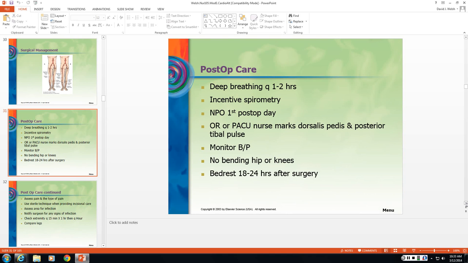You want to monitor their blood pressure. If you have an immediate decrease in blood pressure, you need to check for any kind of hemorrhaging or leaking. You don't want these patients bending their hips or their knees, so you want to keep them on bed rest 18 to 24 hours after surgery. You want to keep them as still as possible. They don't need to be getting up or moving around too much in the bed, twisting, turning, trying to push with their legs and things.